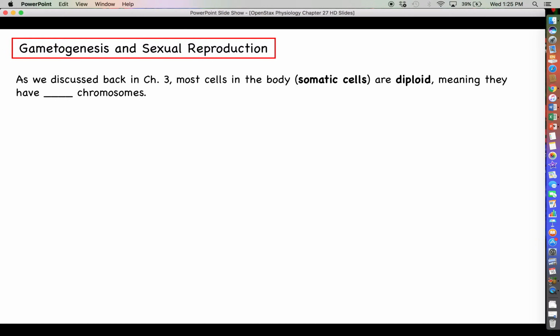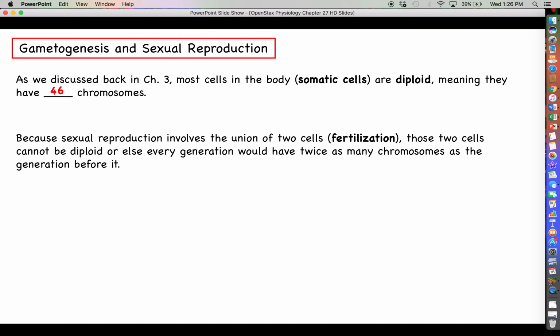So, if you will recall back in some of our earlier discussions in our review of biology and things of that nature, we said that most cells in the human body are called somatic cells, and they are going to be diploid. So, diploid means that each one of those cells is going to have 2 copies of every chromosome. So, that's going to give us a total of 46 chromosomes per cell.